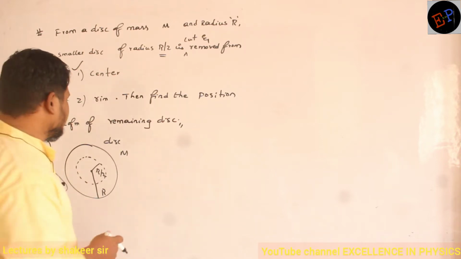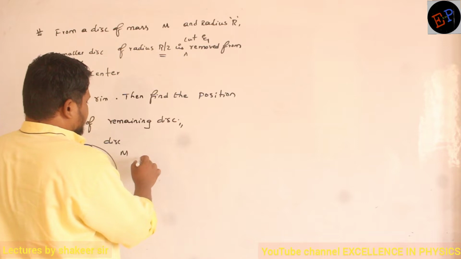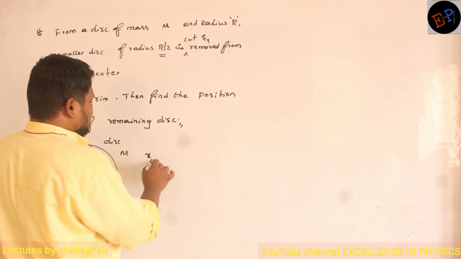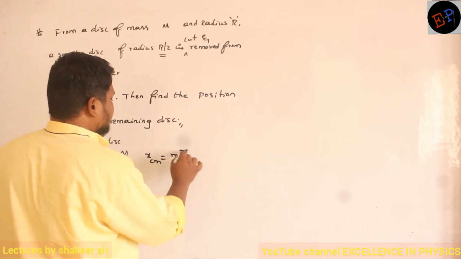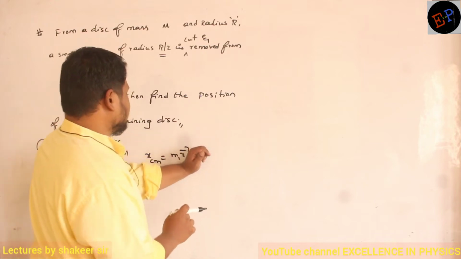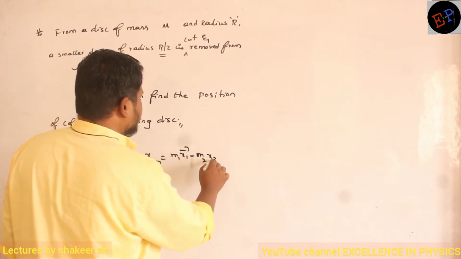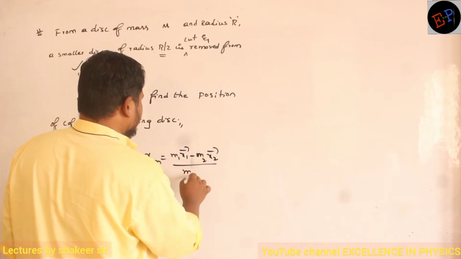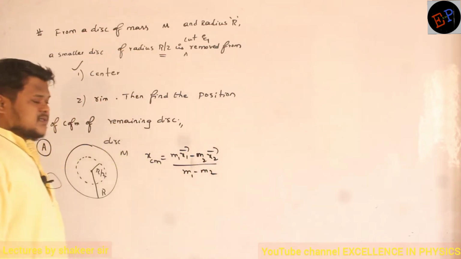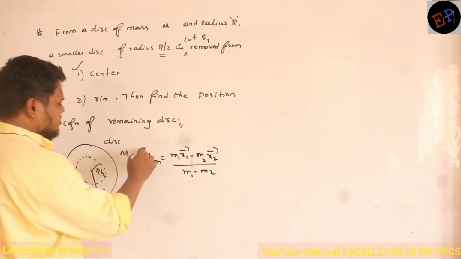So which equation can I use? I can use x center of mass equals (m1 x1 dash minus m2 x2 dash) divided by (m1 minus m2). This is the equation. Are you able to understand?